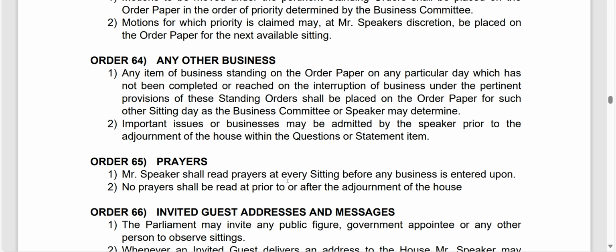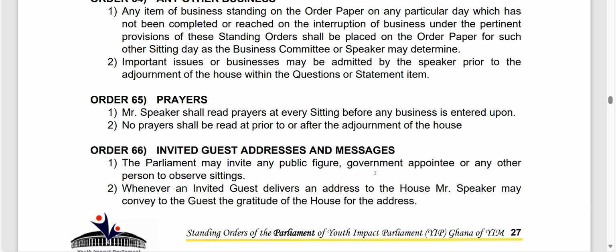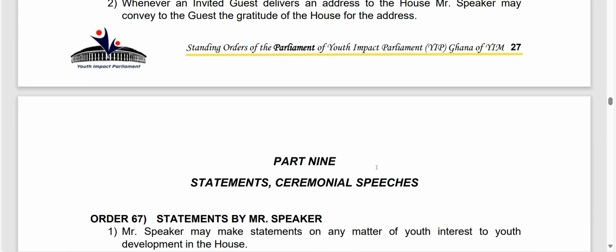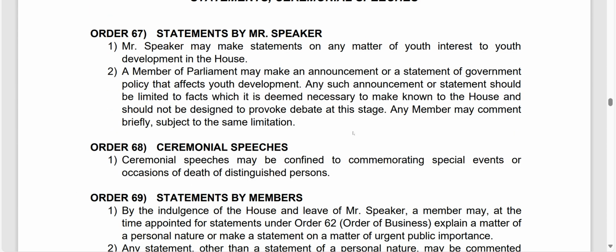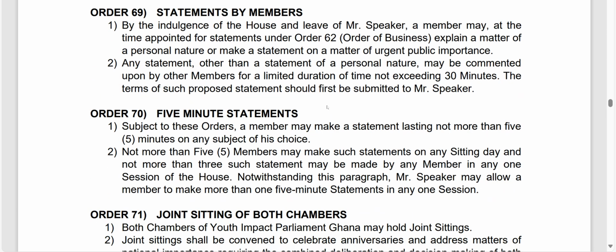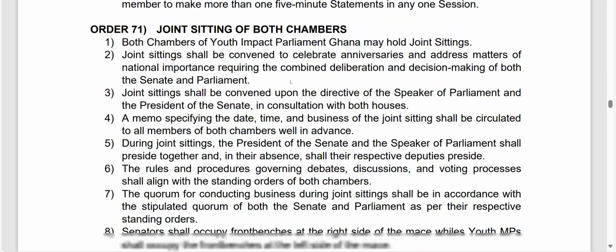I've watched so many proceedings. So please, when you are seeing Mr. Speaker doing that, don't think Mr. Speaker is wrong. It is our standing order that prescribes all those things. Mr. Speaker can make statements. For the fact that Mr. Speaker is not a member doesn't mean he cannot make statements on matters of concern to the youth. So when we are at a sitting and Right Honorable Adam Usman wants to make a statement, it is Order 67 that gives him that room to make statements. And members can also make statements.